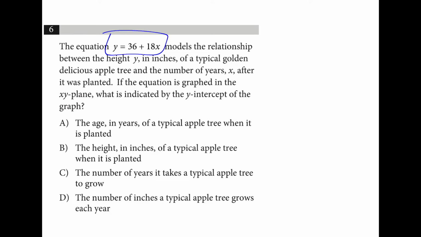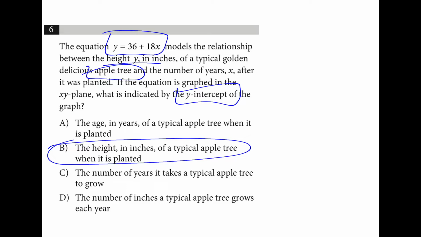This equation shows us the height of an apple tree some number of years after it was planted. The y-intercept represents the starting value or the initial value. So that's going to be the height when it was planted.